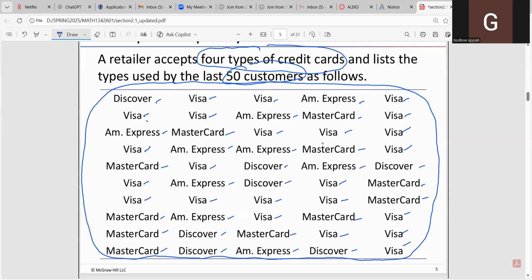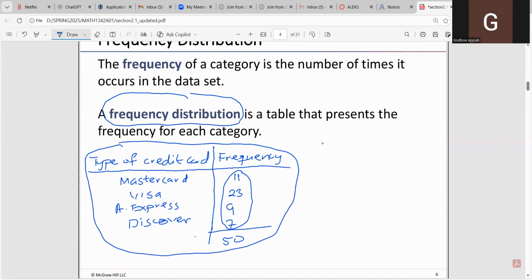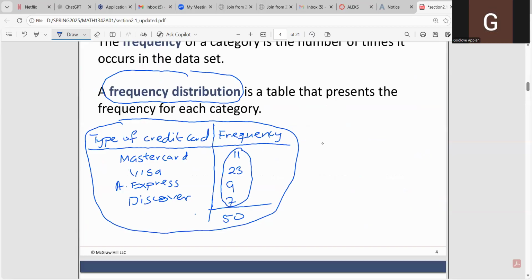Looking at the data set in this form, it is very difficult to say exactly what is happening. You cannot easily make a conclusion about the data just by looking at it in this form. But after you organize and summarize it using a frequency distribution, you can easily tell somebody that the most frequently occurring category in this data is Visa because it has the highest frequency, as you can see. That's the most frequently occurring category, and the least occurring category would be Discover.